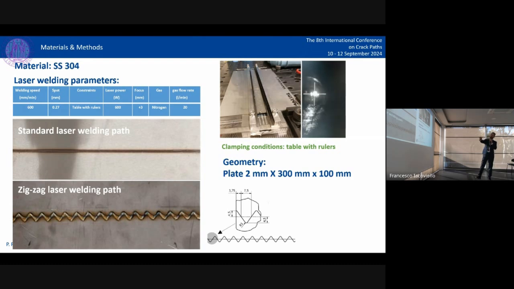The parameters were kept constant in the two kinds of welding: the standard that we use as a reference and the zigzag laser welding path. The clamping condition is shown in this picture, and you can see that we use the table with rulers. Moreover, we have here an image that shows details about the geometric parameters of the zigzag welding paths that we used.